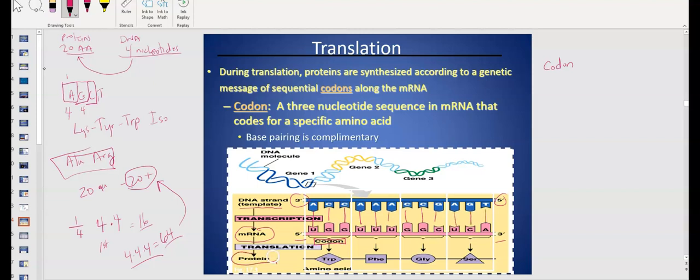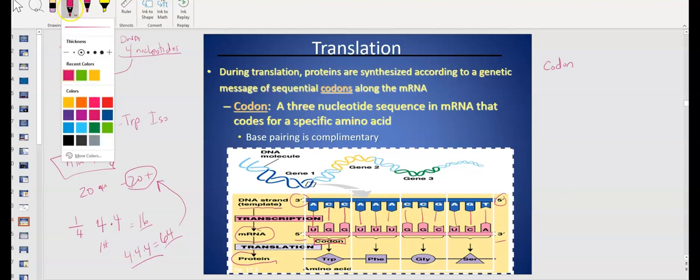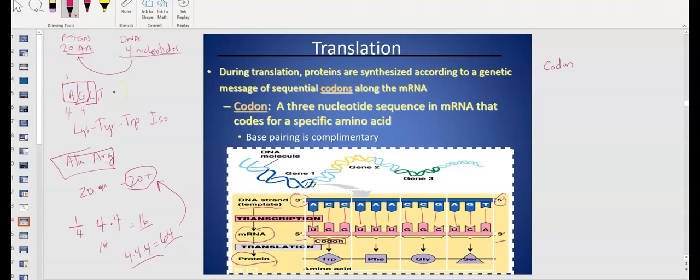The ribosome can read, with the help of transfer RNAs, this codon, and that codon codes for the amino acid tryptophan. Then the ribosome moves over 3 letters, reads the 3-letter code. UUU codes for phenylalanine. The transfer RNA brings that in. The ribosome moves 3 letters.